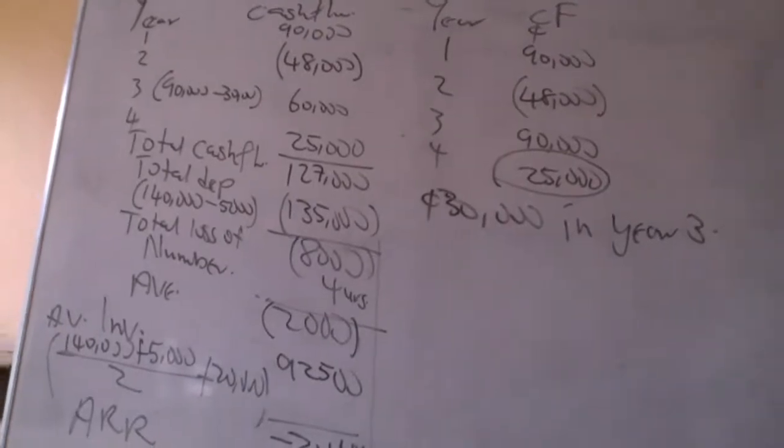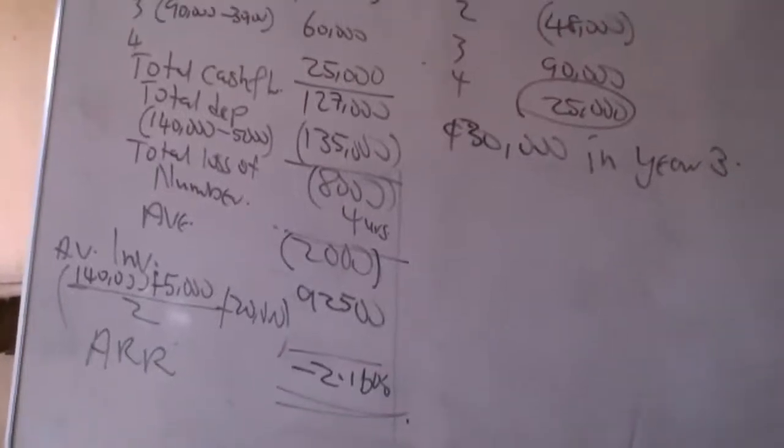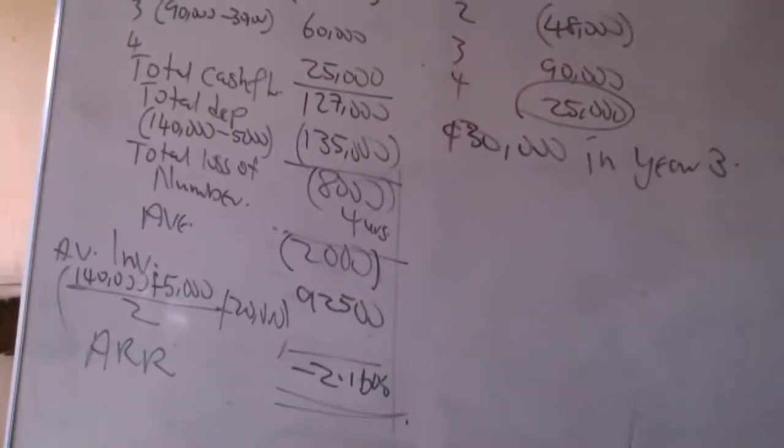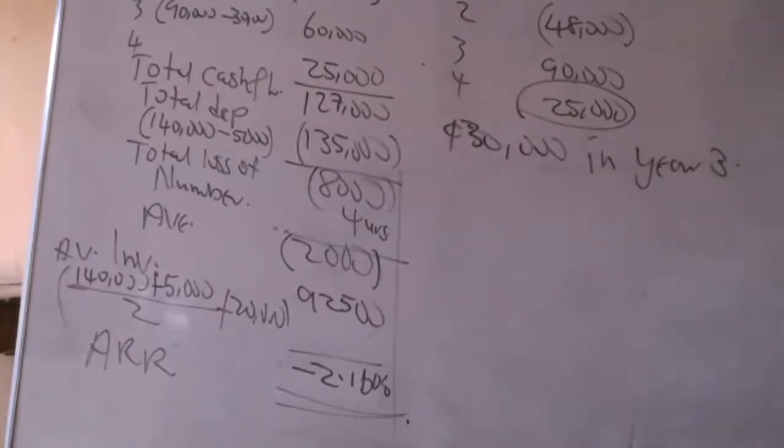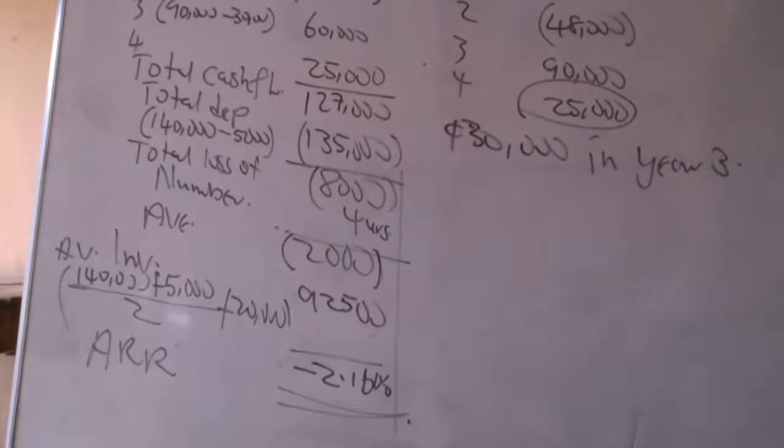Okay, that part of the board is not coming in. Yes. The account rate of return is negative 2.16%. Once it's negative, in fact, they should reject it. Good.